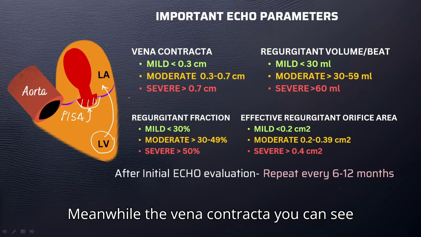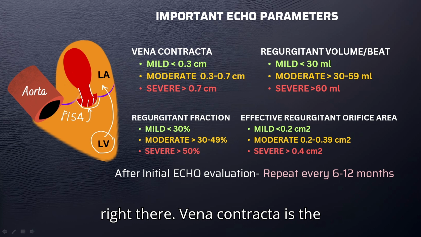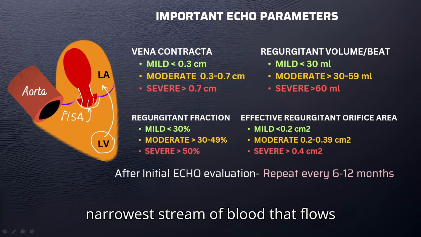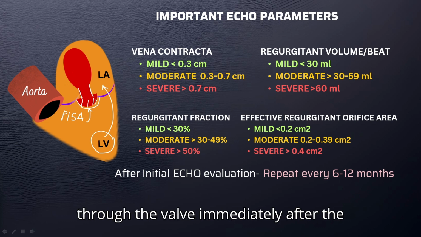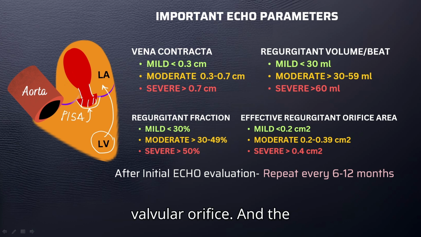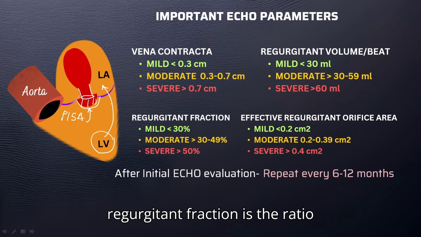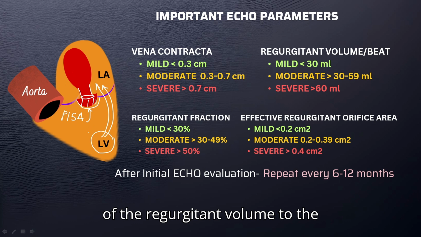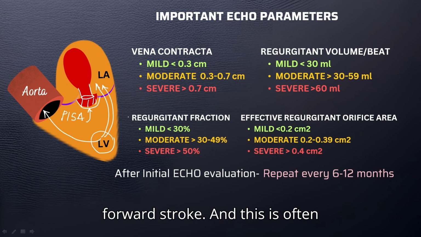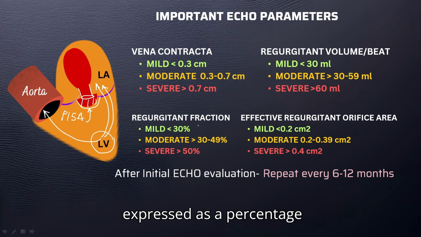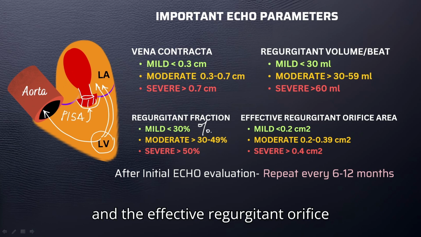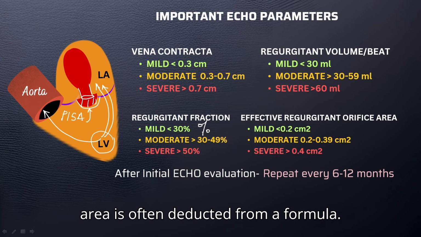All right. Meanwhile, the vena contracta, you can see right there, is the narrowest stream of blood that flows through the valve immediately after the valvular orifice. Okay, and the regurgitant fraction is the ratio of the regurgitant volume to the forward stroke, and this is often expressed as a percentage. And the effective regurgitant orifice area is often deduced from a formula.